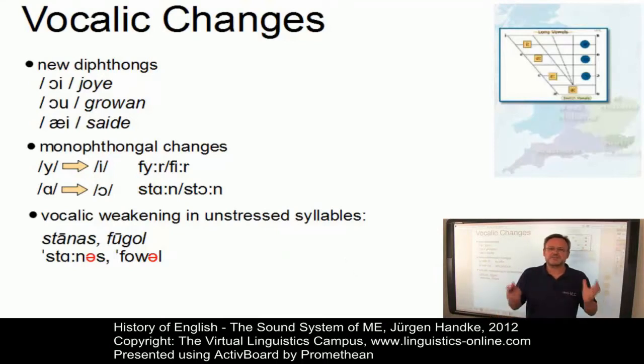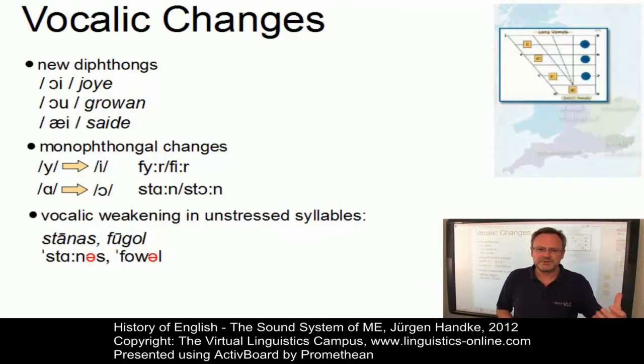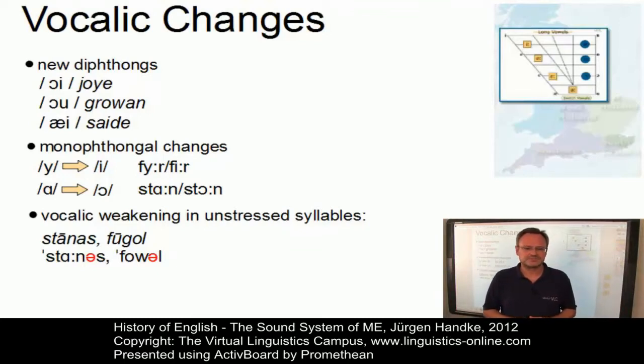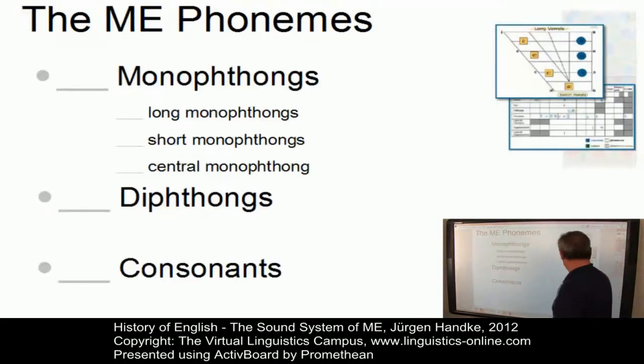Other phonological changes that mark the transition from Old English to Middle English include the disappearance of the low front vowel æ, the so-called ash, which became more centralized, and the monophthongization of most Old English diphthongs. Let's now look at the phonemes of Middle English in detail.